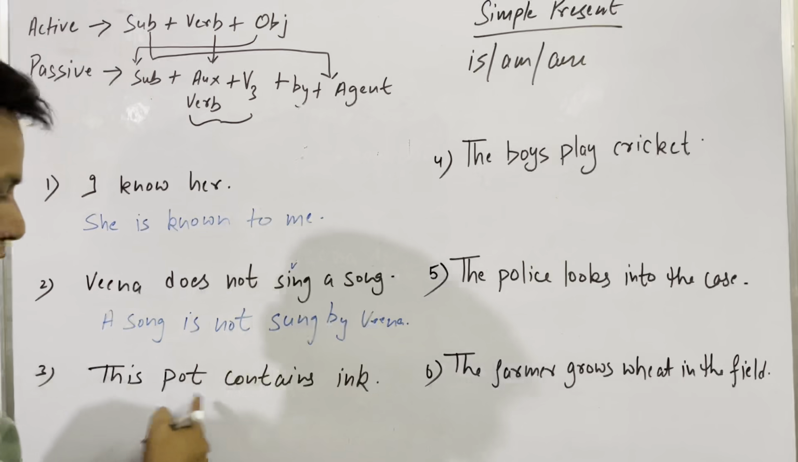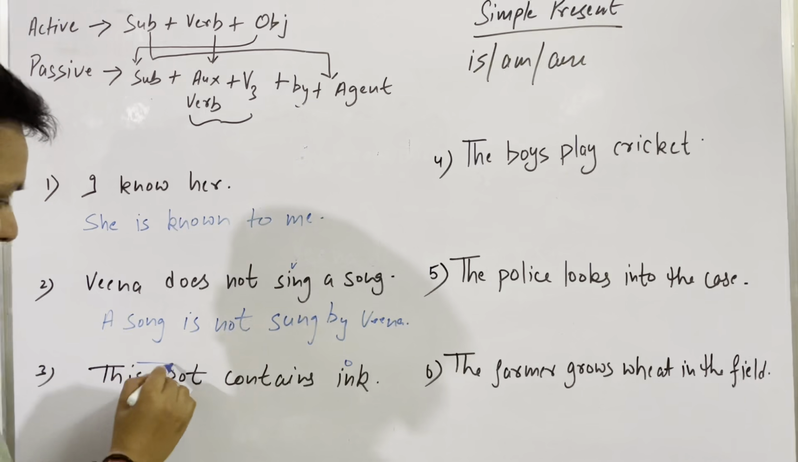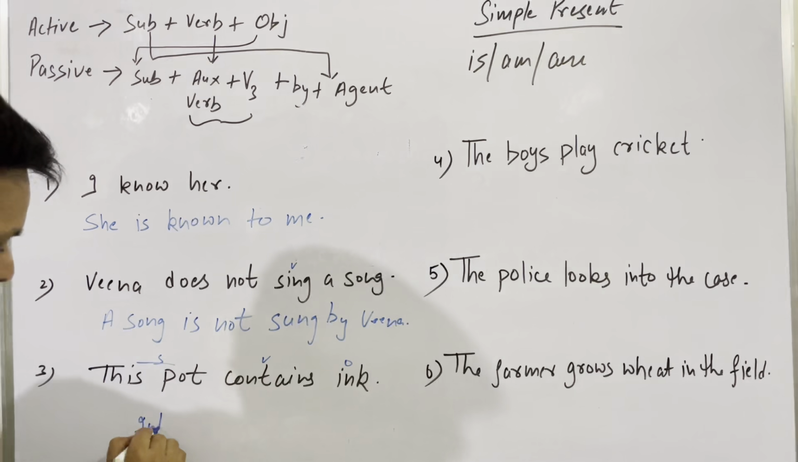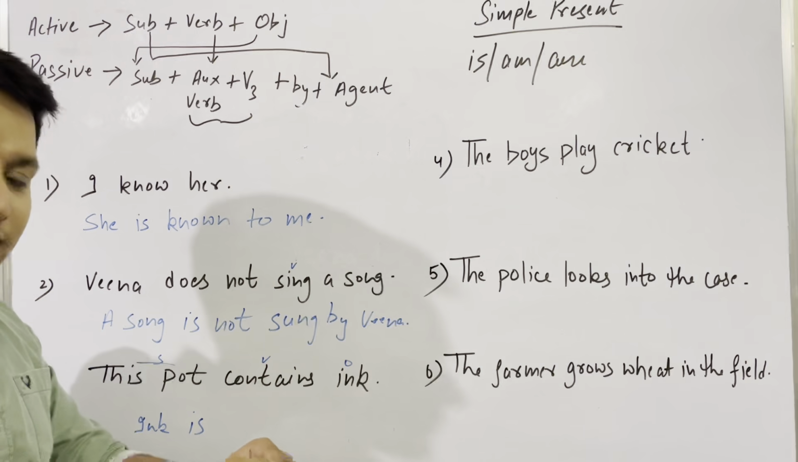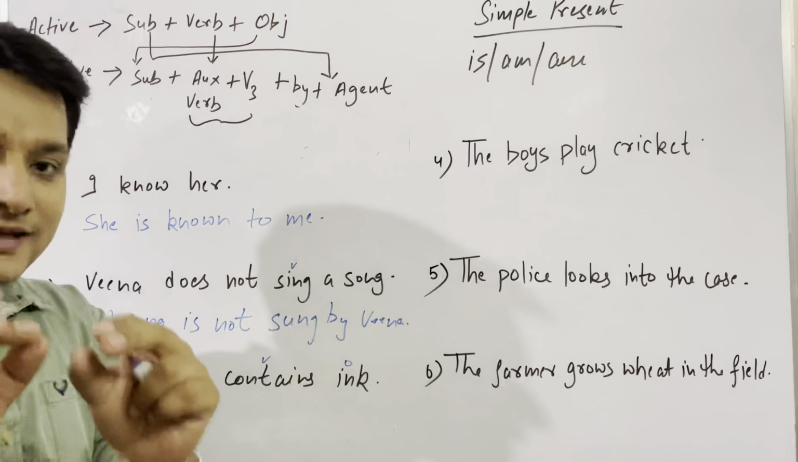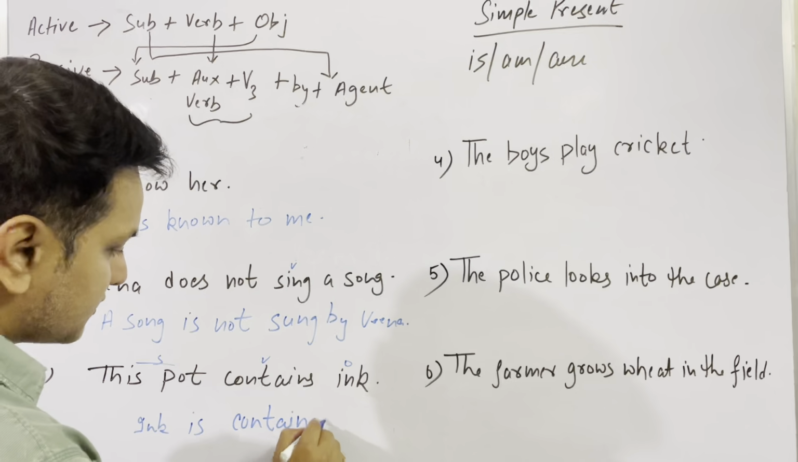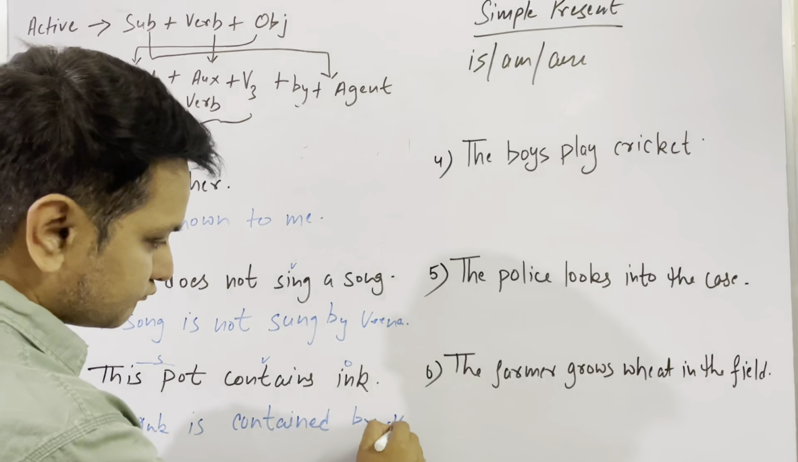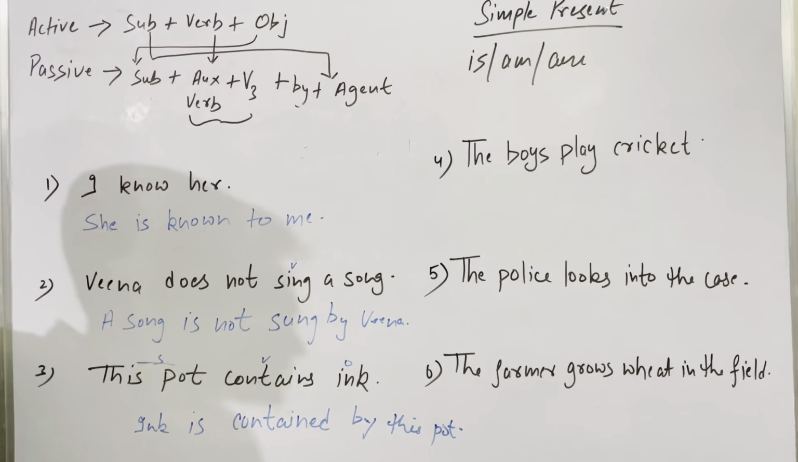Okay. This pot contains ink. Subject, verb, and object. So ink is singular, is; contains. V1, V2, V3: contained. Ink is contained. Then we have by this pot. This is how we use it, right?